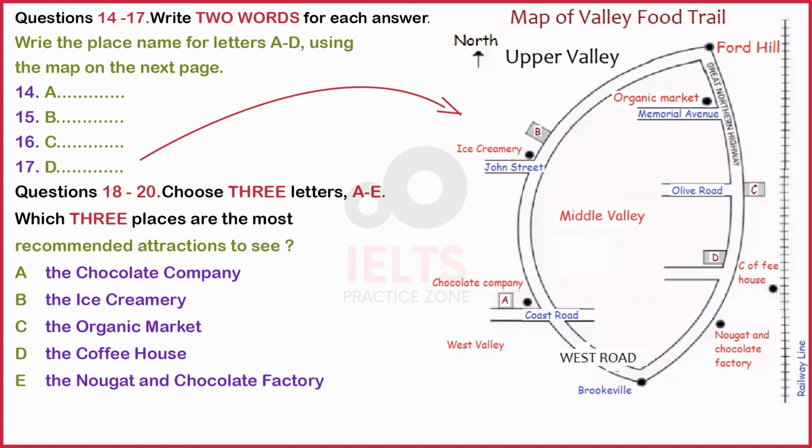And while the coffee house sells expertly made hot drinks, including hot chocolate, I think your time would be better spent sampling the many products on offer at the organic market. Well, I hope you enjoy your time visiting the Valley Food Trail and enjoy all the wonderful local foods on offer.